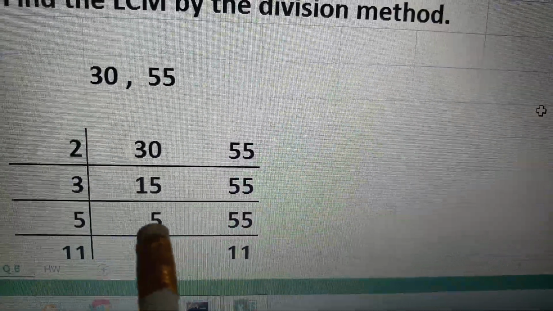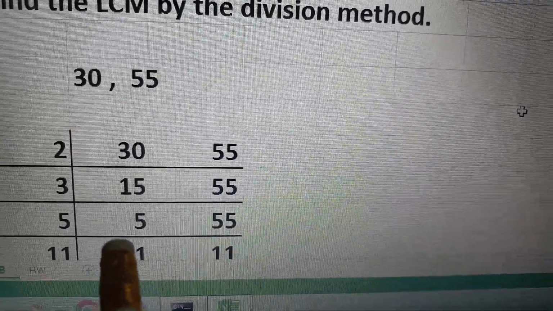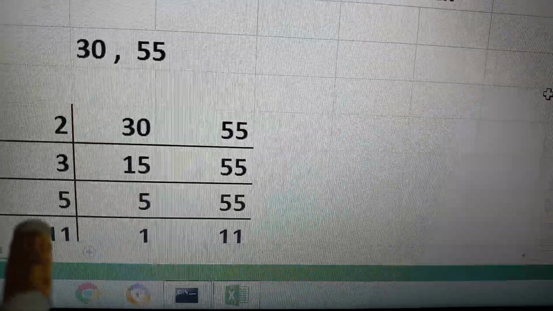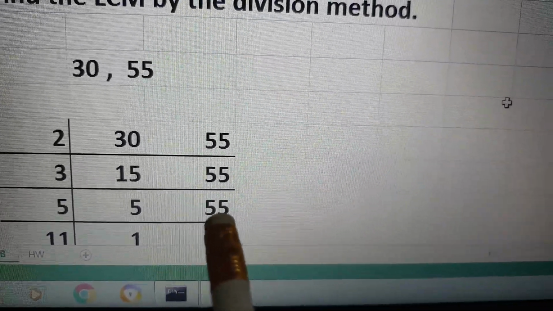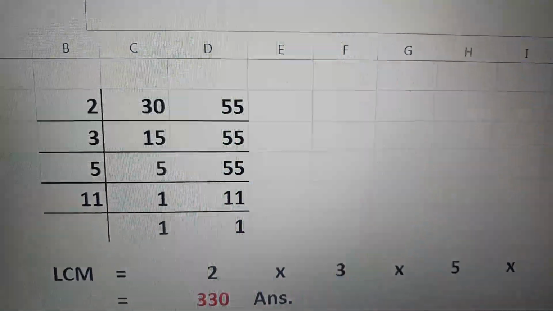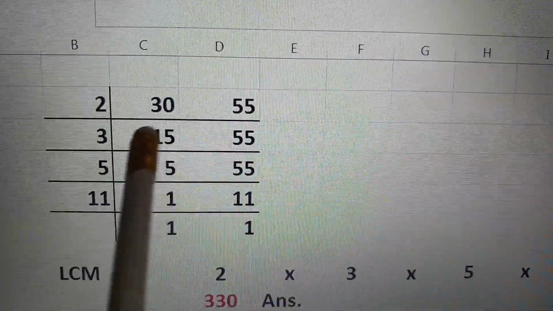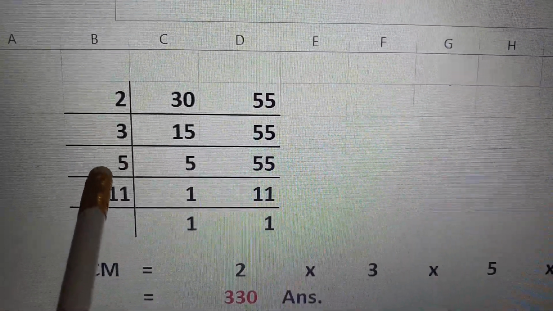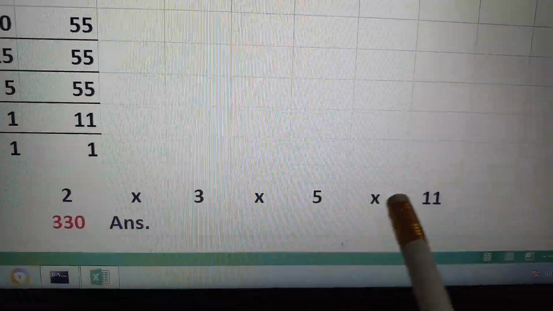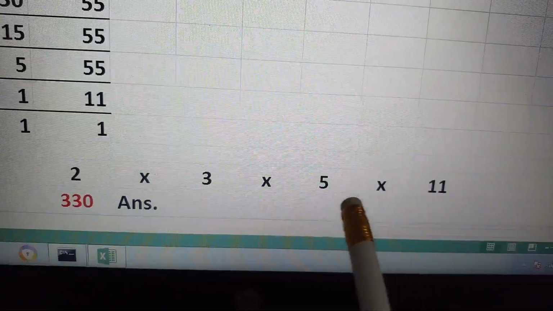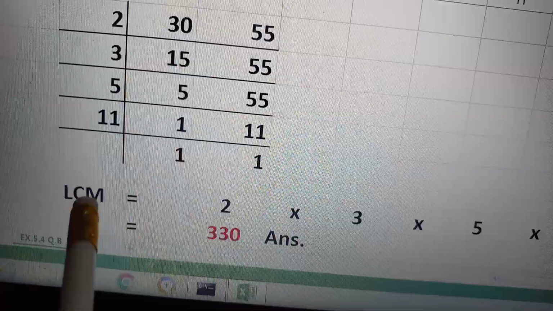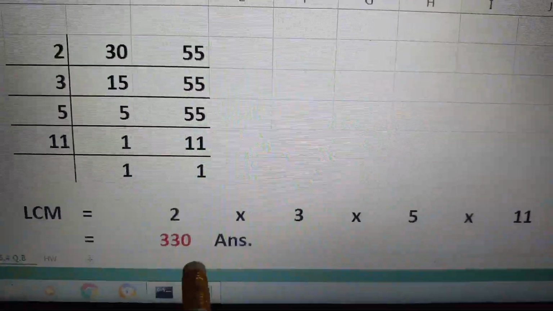Again both are odd numbers and cannot be divided by 2. These are not divisible by 3, so the next prime number is 5. So 5 1 the 5, and 55 divided by 5 is 11. So the prime factors of 30 and 55 are 2 into 3 into 5 into 11. When we multiply all these numbers, we get LCM as 330. So the LCM of 30 and 55 is 330.